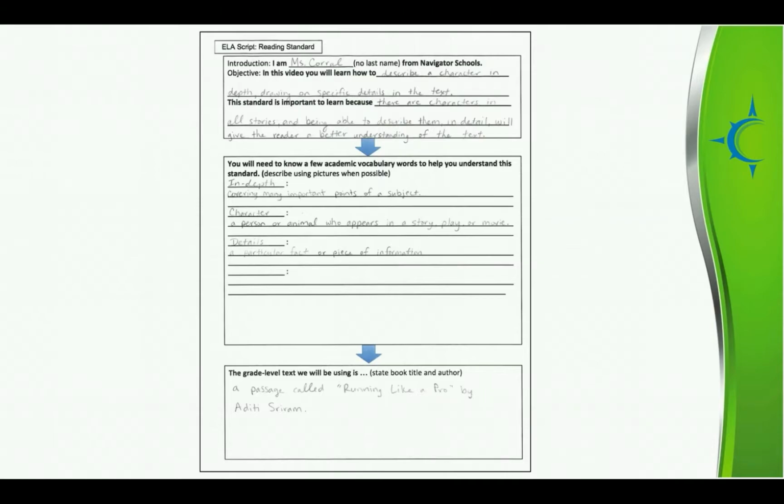Here's the start of the script. Students introduce themselves and the standard. Academic vocabulary is given, and the grade level text that will be used. All of this was found on the previous standards research summary page.